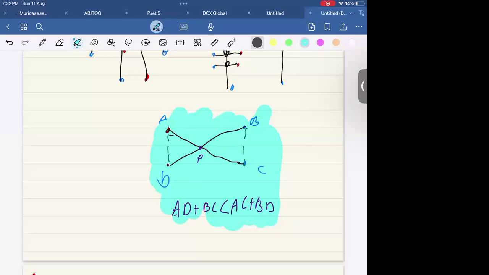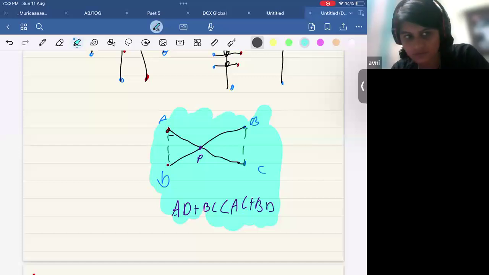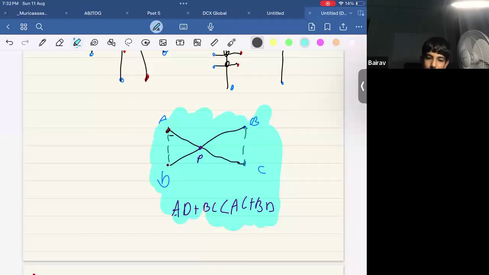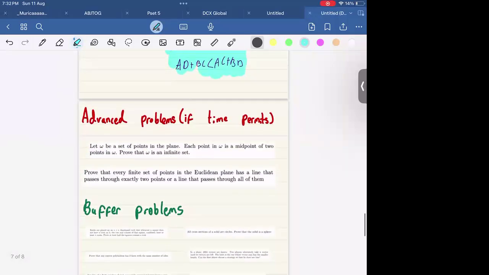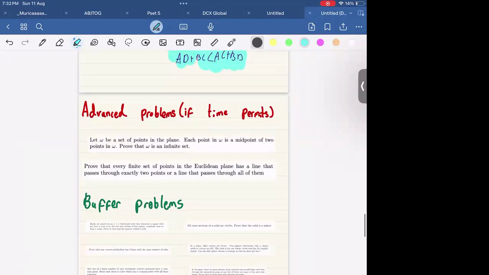Okay, can more people switch their cameras on and tell me if they understood? Because I've only gotten 4 or 5 people who said they've understood out of 22. Yes. Okay, good. I have understood. Okay. Oh, I was talking on mute.